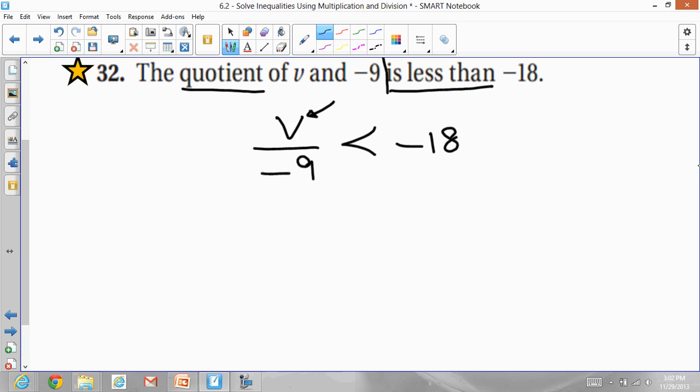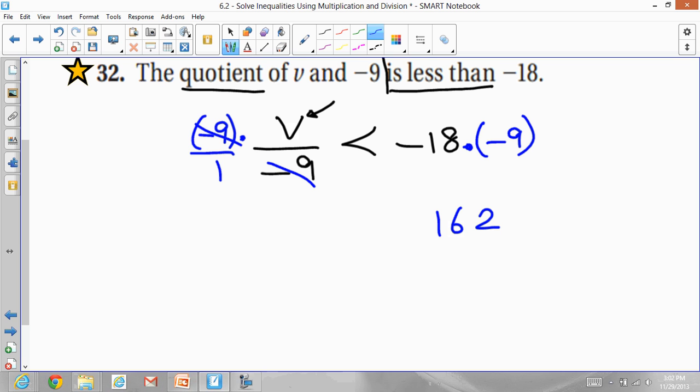So that means you want to get rid of the -9, which is tagging along. So this is on the bottom, which means you're dividing. The opposite is you multiply by -9 on the left and do the same thing on the right. So -18 times -9 is going to give you 162. And -9 divided by -9 is going to give you a 1. And 1 times v is just going to give you a v.